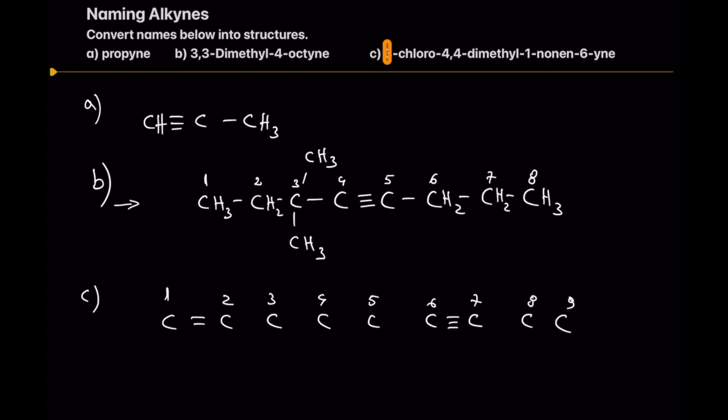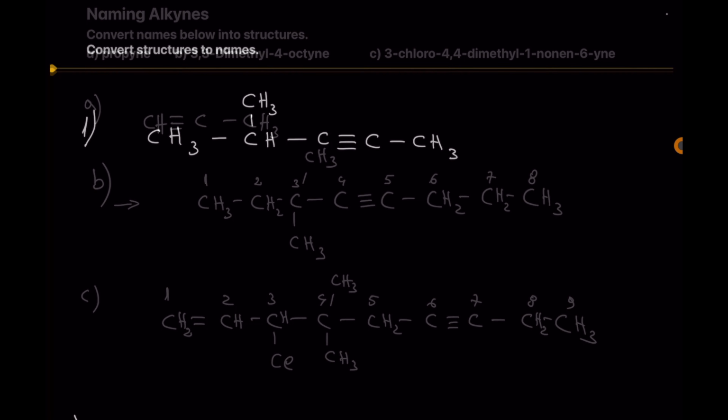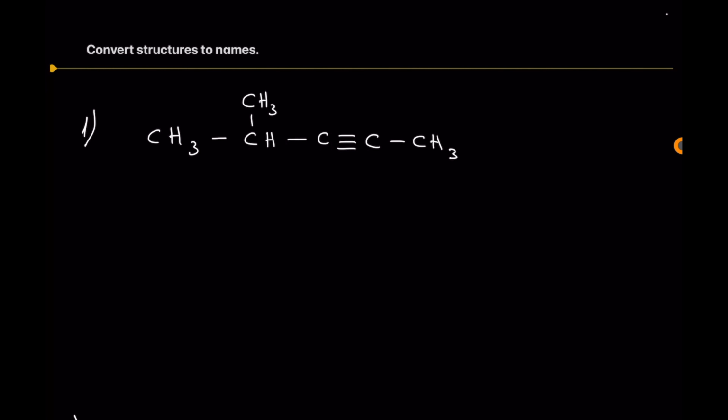Now we have to fill the substituents. So at the position 3, you have chlorine. At the position 4, you have 2 methyls, dimethyl. And now what remains? Only to fill with hydrogens. Always make sure that the carbon has 4 bonds. Let's convert now structures to names.